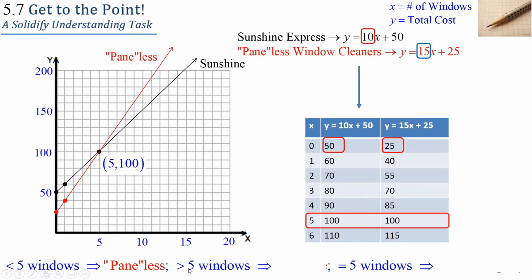How about greater than 5 windows? Well, then Sunshine becomes cheaper. You see how that part of the linear function is below the Painless function? And you also see it in the table as well.